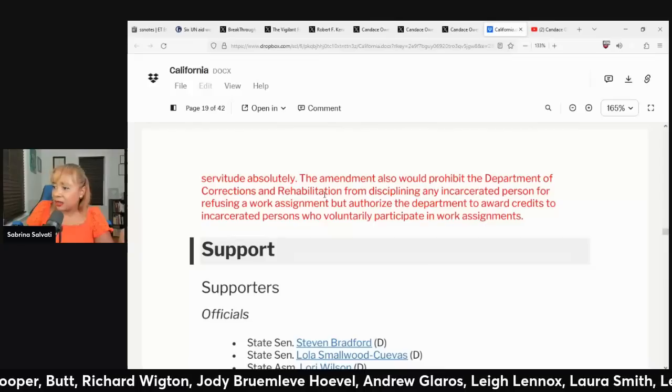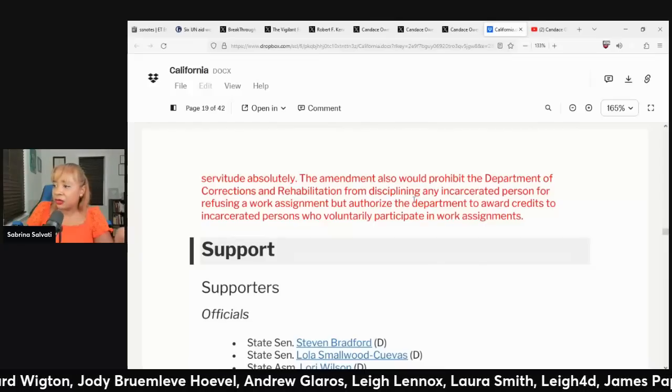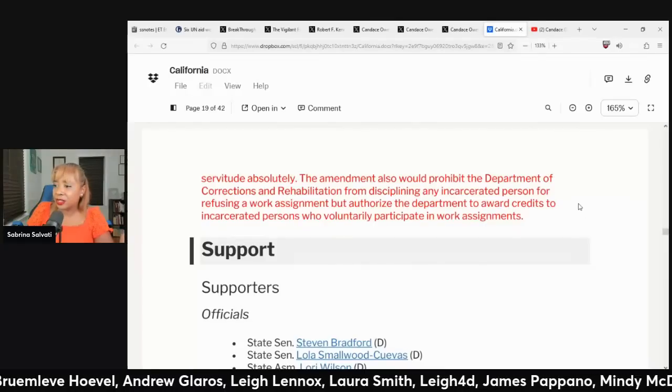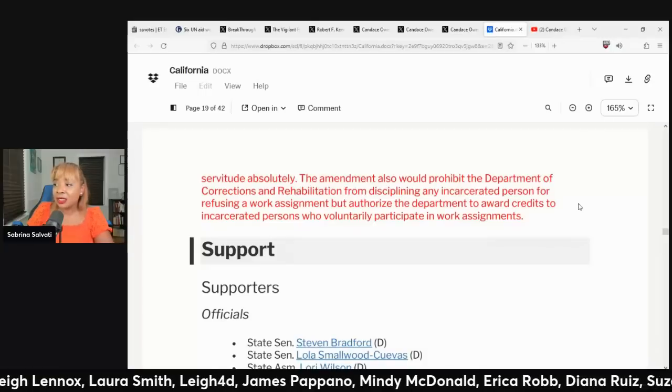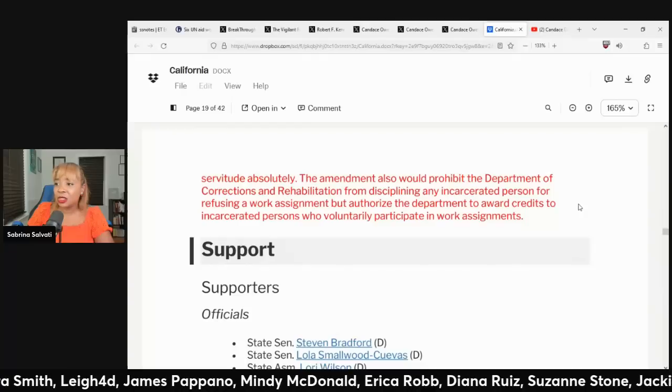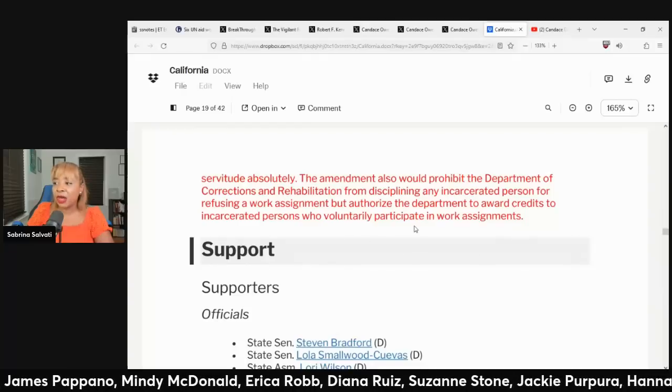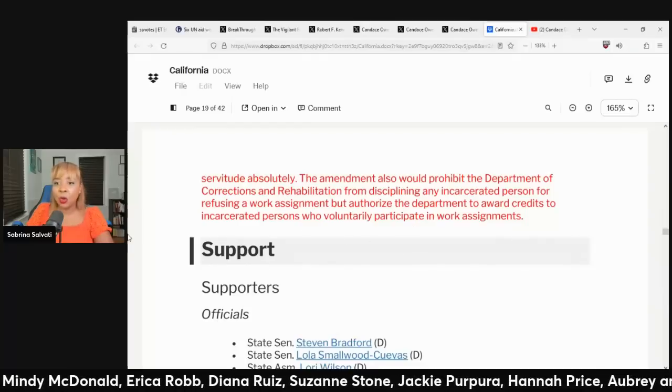Let me go on. It says the amendment would repeal language prohibiting involuntary servitude except to punish crime and replace it with language prohibiting slavery and involuntary servitude absolutely. The amendment also would prohibit the Department of Corrections and Rehabilitation from disciplining any incarcerated person for refusing a work assignment, but authorize the department to award credits to incarcerated persons who voluntarily participate in work assignments.